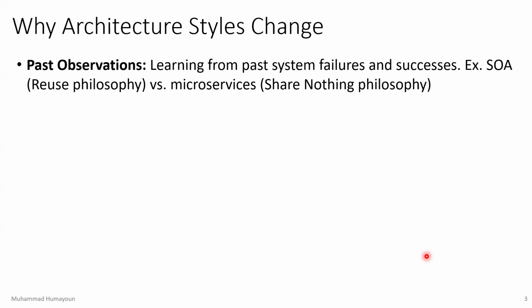Like the service-oriented architectural style was based on a reusability philosophy. However, it turned out to be not very successful. Versus now, if we go to another extreme, we have microservices, which advocate a share-nothing philosophy, and all other architectures are kind of in the middle, in between these two extremes.